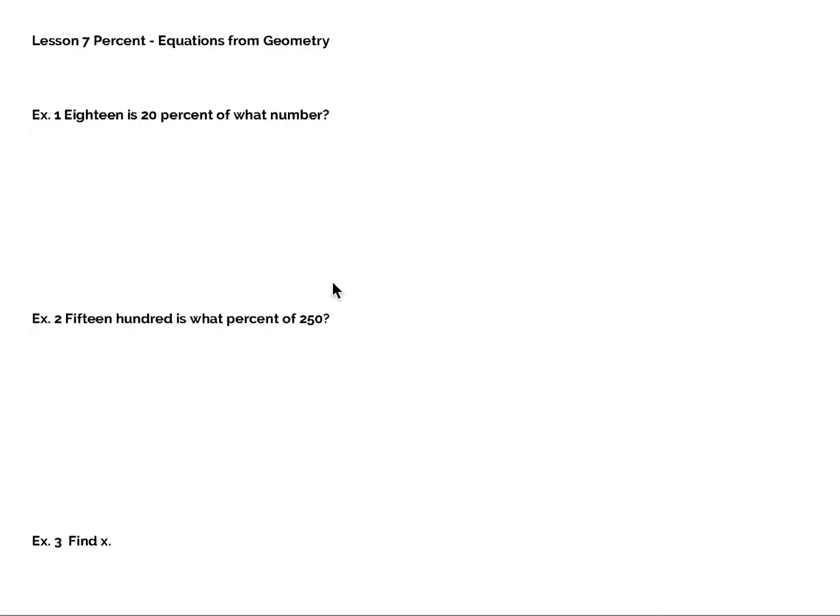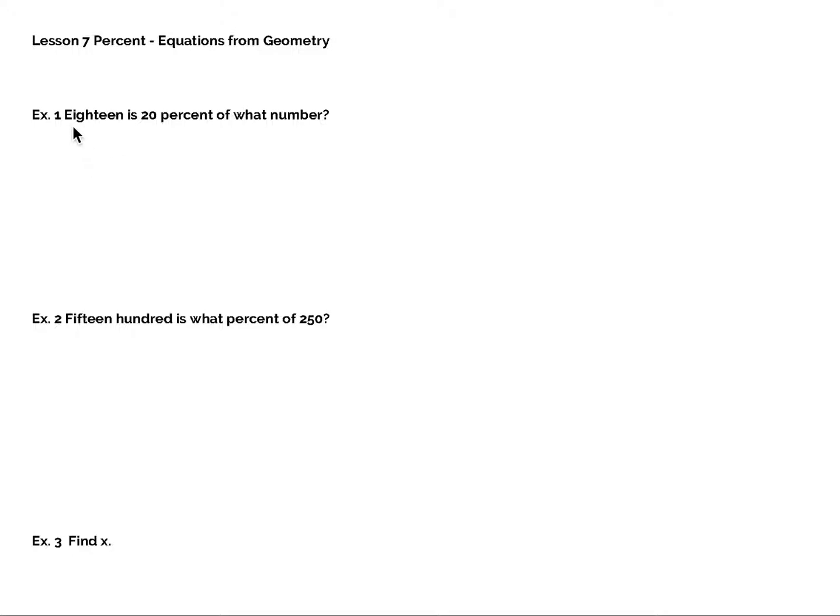Lesson 7, percent and equations from geometry. So two different things going on in lesson 7. The first one is pretty much just percent problems where you do translation exercises. So we're going to translate a sentence from English into math. We're going to follow along with the words and write down numbers instead of written words.